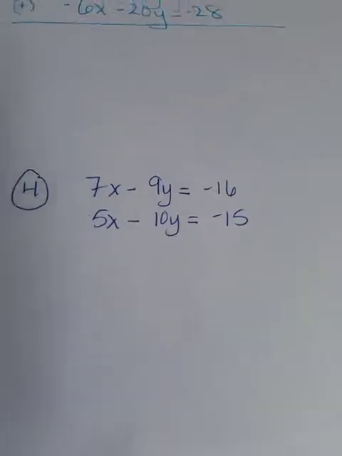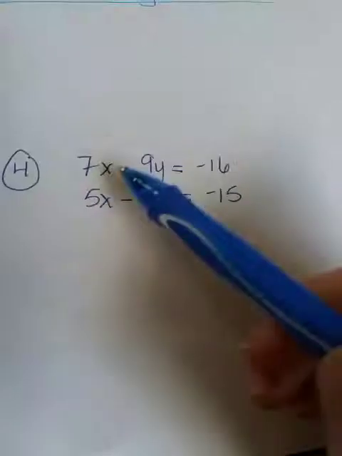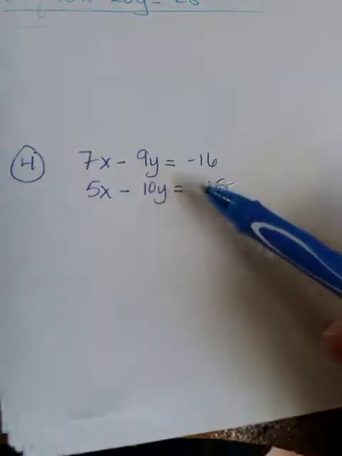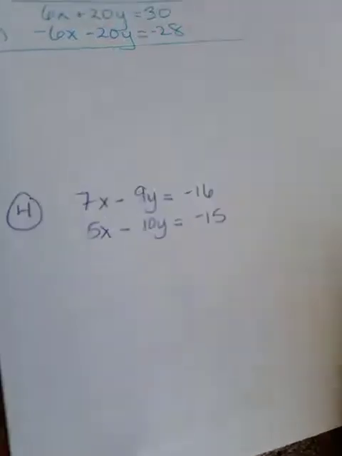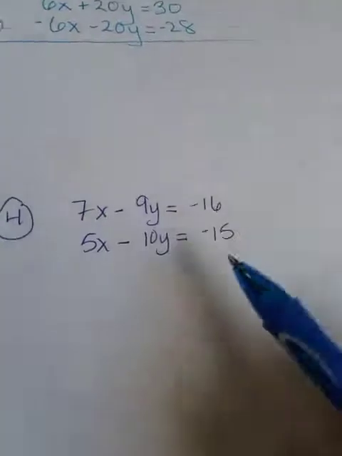Okay, and here's number 4. Again, notice that your x's are lined up, your y's are lined up, your equal signs are lined up, and your numbers are lined up. Again, first thing you always look to see, can anything cancel immediately?